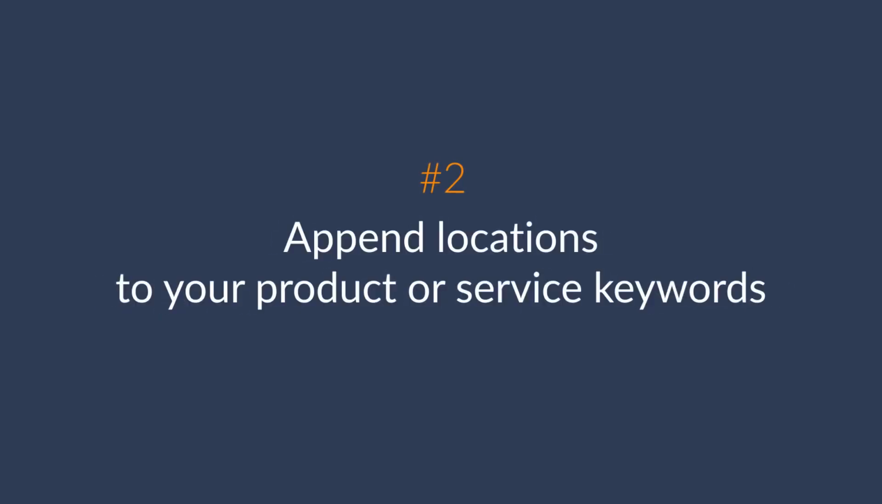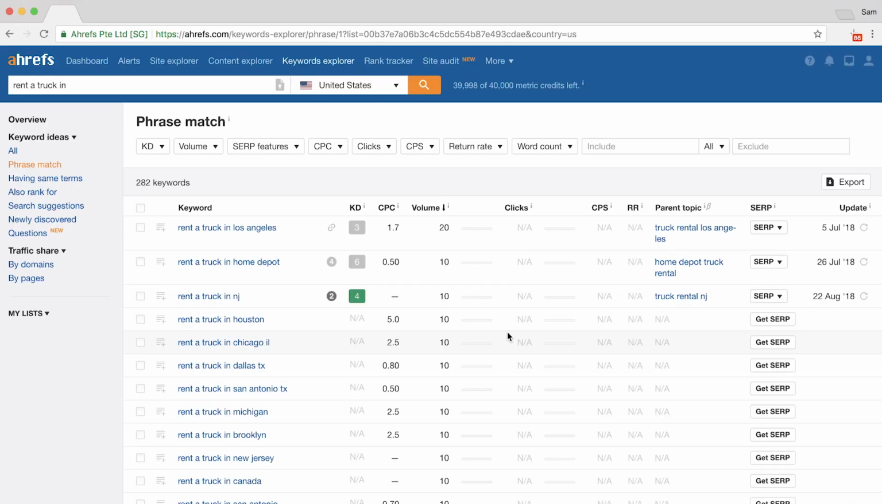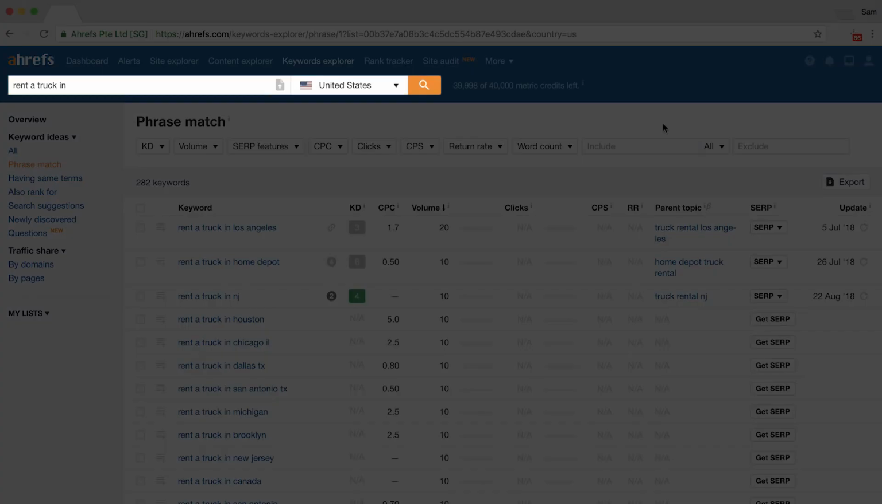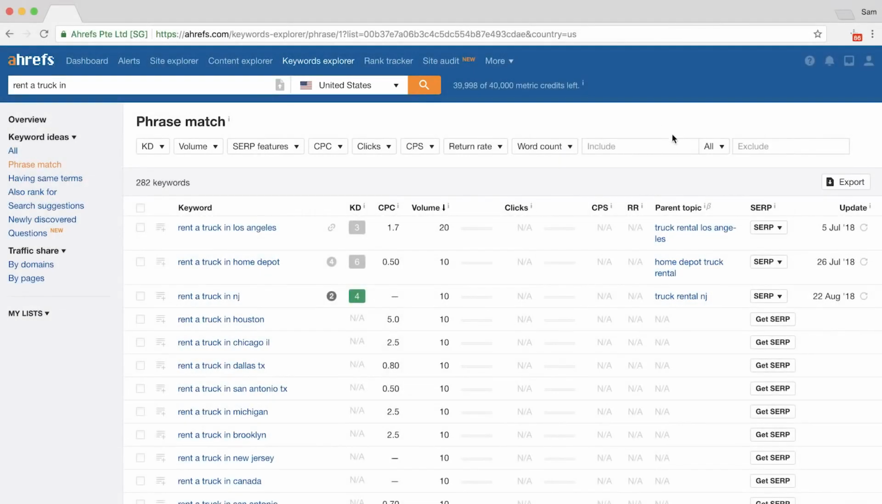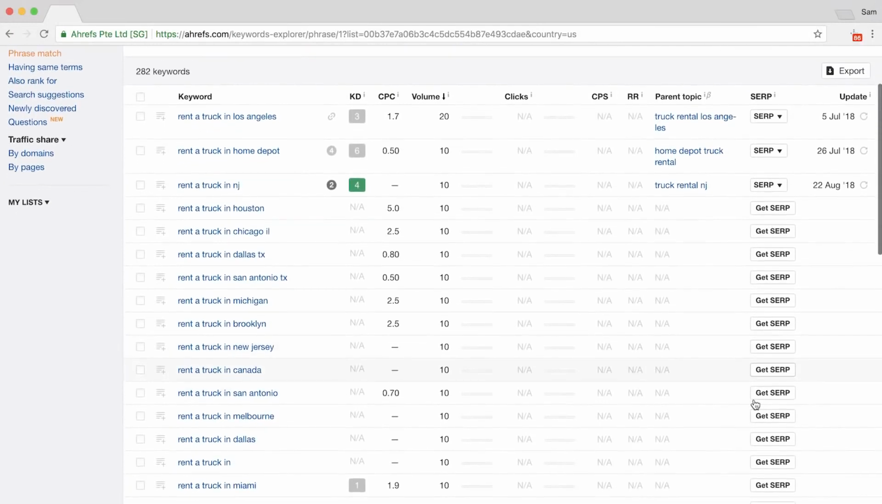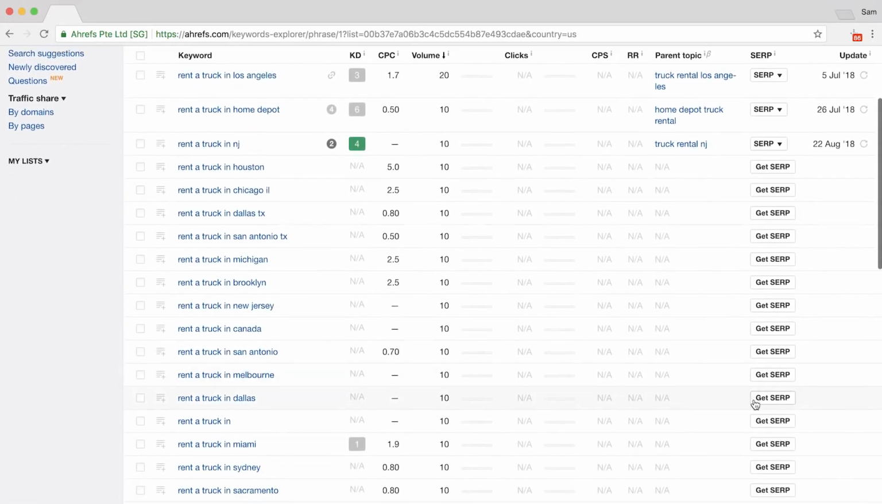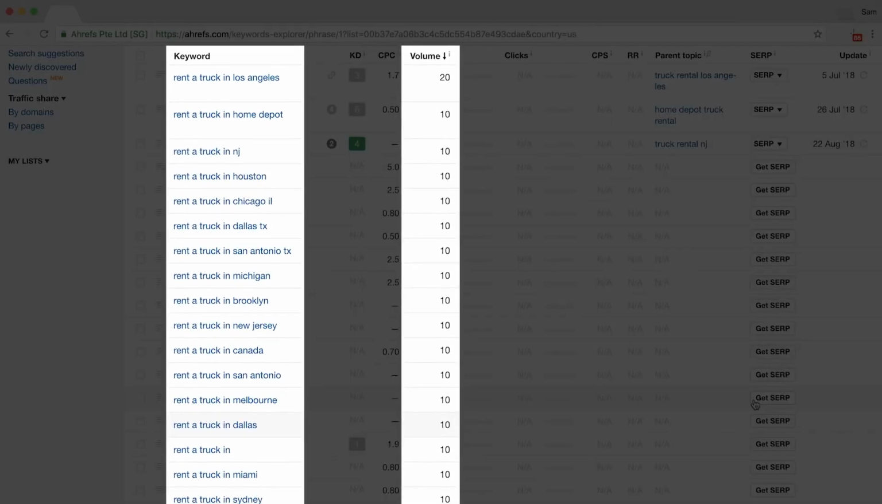The next strategy is to append locations to your product or service keywords. For example, if we look at the phrase match report for rent a truck in, you'll see hundreds of results that are all very low competition. Now this might seem underwhelming since the search volume is really low, but take roughly 300 keywords, multiply by 10, and you have 3,000 searches per month now. In this example, I would guess they hold commercial value too.